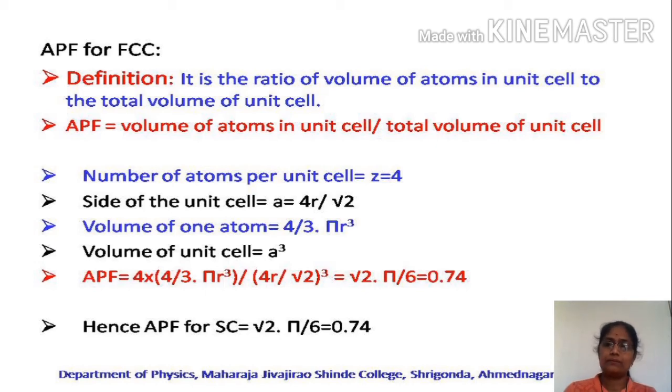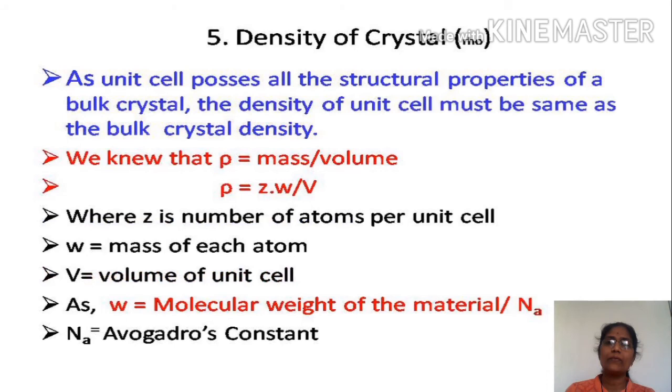Then next, density of a crystal. This is one of the properties of a unit cell. As we know that unit cell possesses all the structural properties of a bulk crystal, the density of unit cell must be the same as the bulk crystal. The formula for density is equal to mass upon volume. Mass is nothing but number of atoms in a unit cell into weight of each atom.